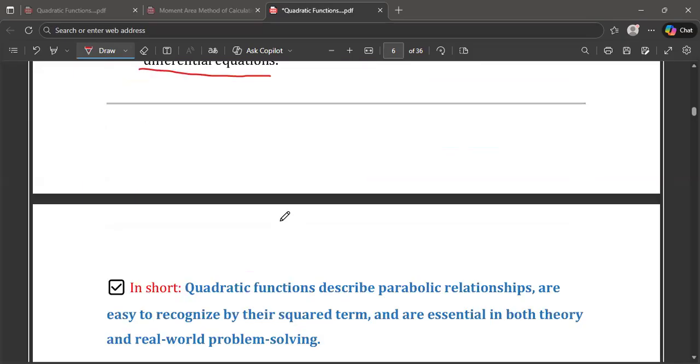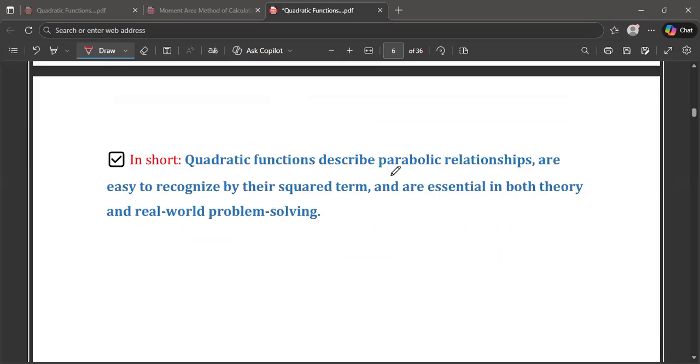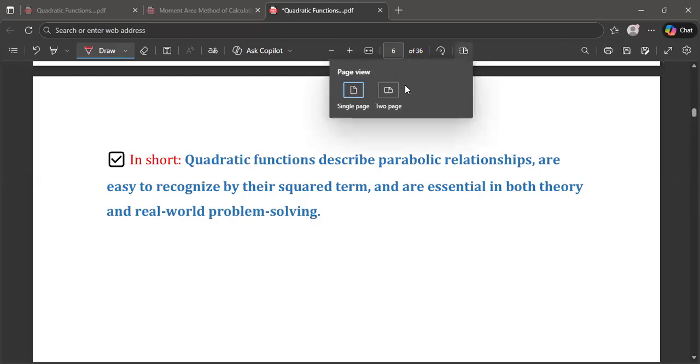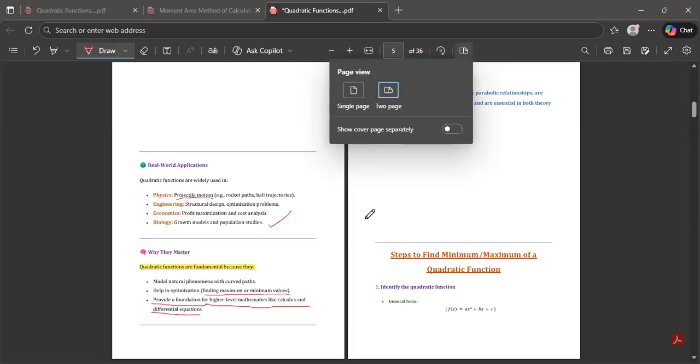So in short, quadratic functions describe parabolic relationships, are easy to recognize by squared terms, and are essential in both theory and real world problem solving.